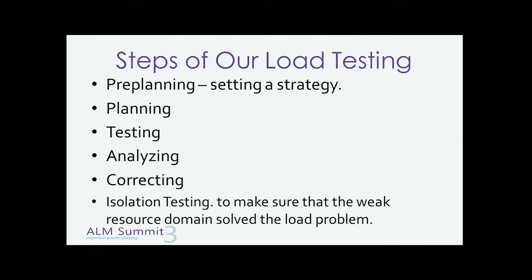In order to accomplish our mission, we divided it into 6 main steps. First, defining the strategy based on which we will plan our tests, then planning our tests, then accomplishing the tests, and after that, analyzing the results. Based on this analysis, we find the limiting resources that need corrective actions. And at the end, we applied what is called isolation testing to make sure that the corrected resource actually solved the load problem.